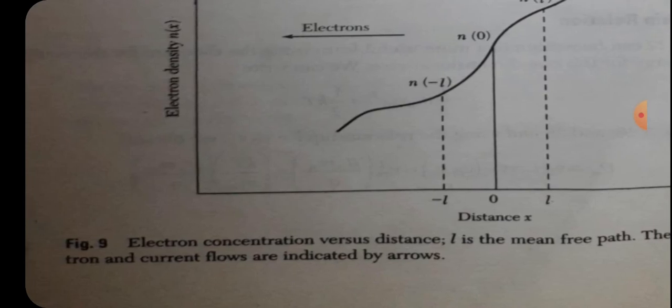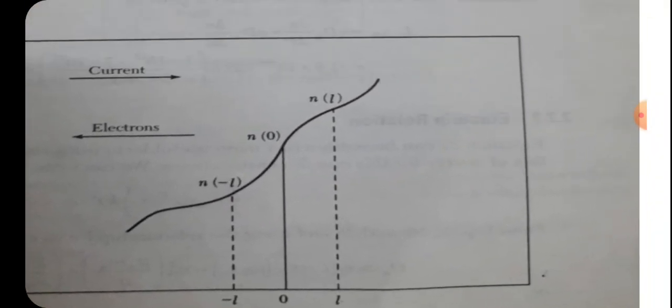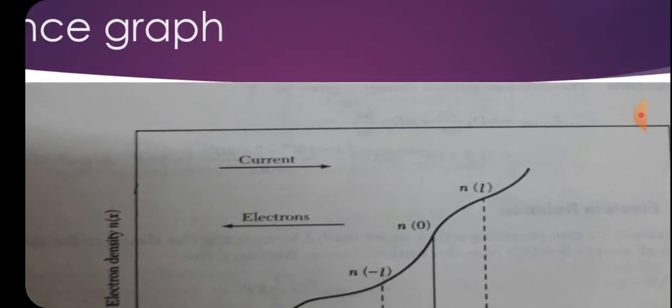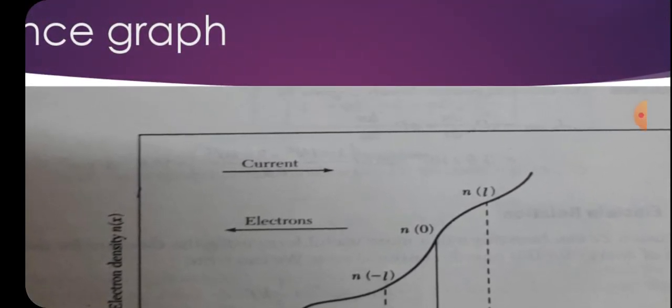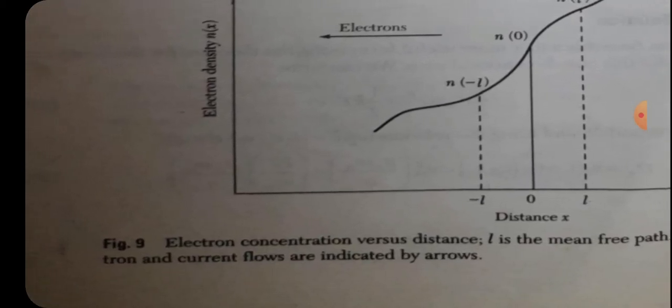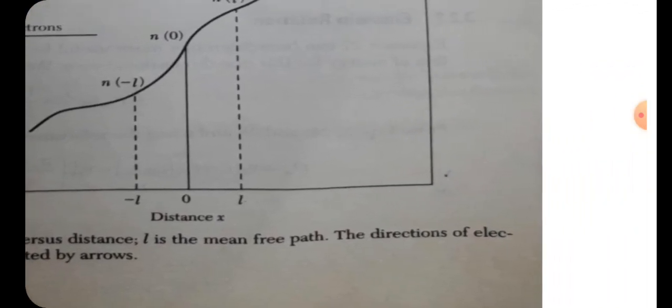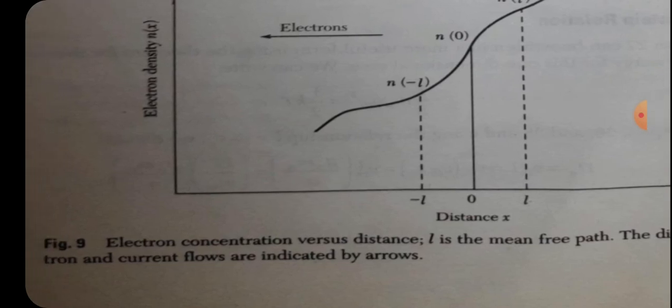Here we have shown a graph of electron concentration versus distance. L is the mean free path. The direction of electron and current flows are indicated by arrows. So, here this is N at minus L, here N at L, and here N at the position 0. This is the graph of electron concentration versus distance, where L is the mean free path, and the direction of electrons and the current are indicated by arrows.